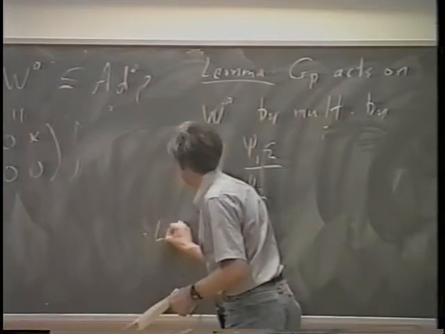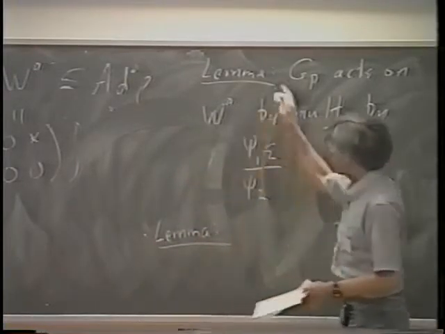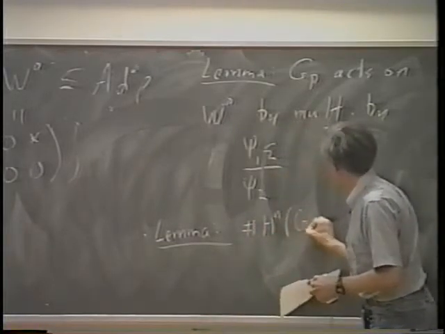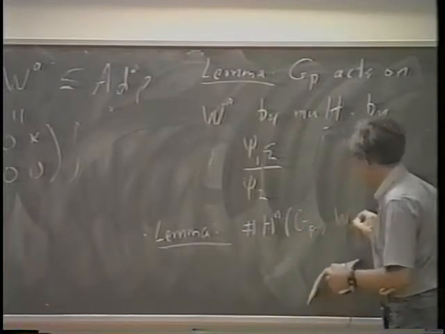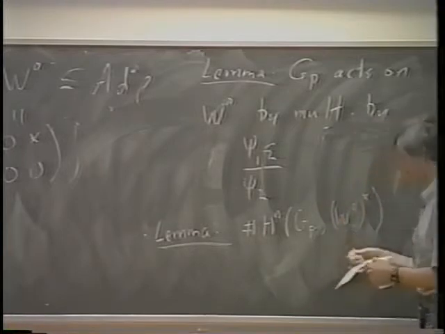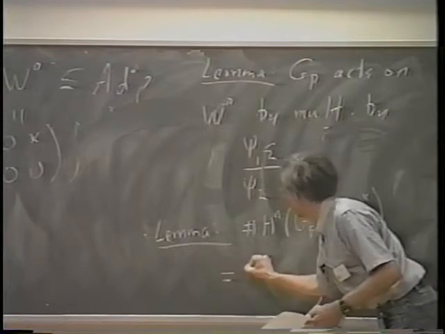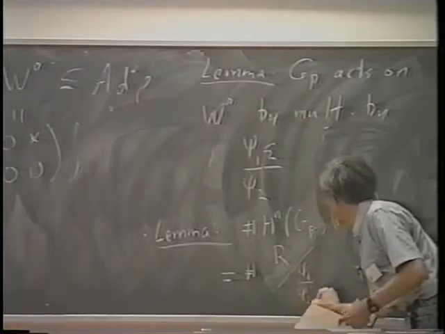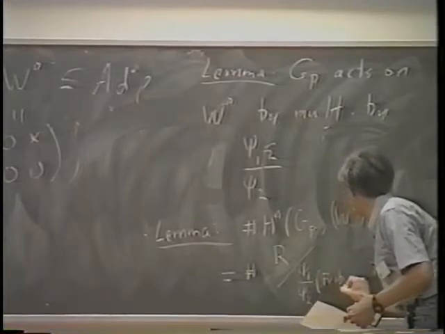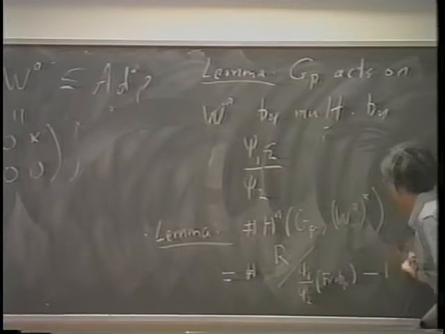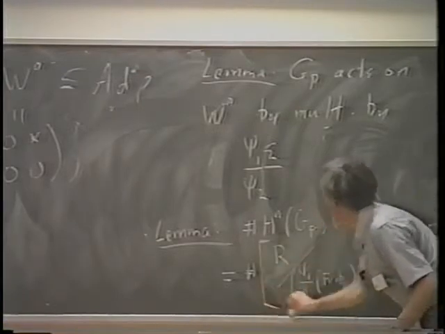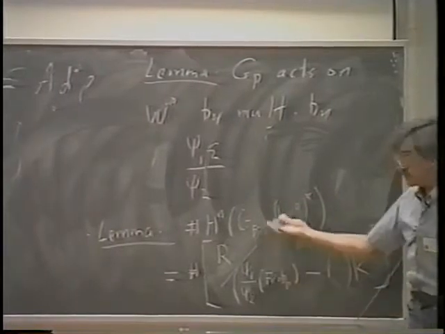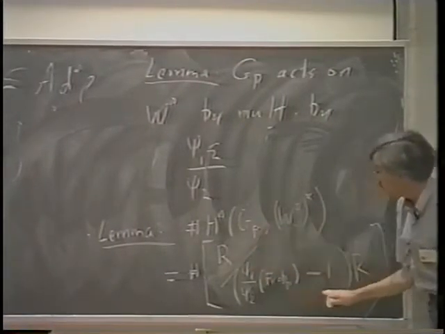We need another lemma, which is a fairly easy deduction from the first lemma, that says if you take the order of H naught of G_P, coefficients in W naught star, then that has order of the ring divided by (psi 1 over psi 2 evaluated at the Frobenius for P, minus 1) times R. Well, the thing is, you know how Galois acts on this, and it's just a calculation, fairly straightforward. It's in the notes, and you can find out exactly what the order is.